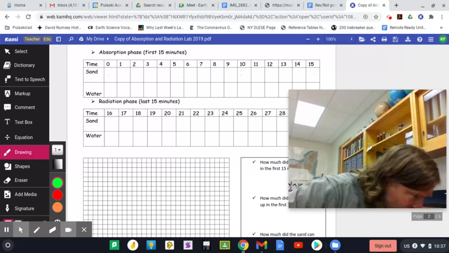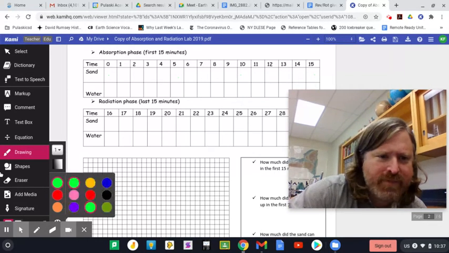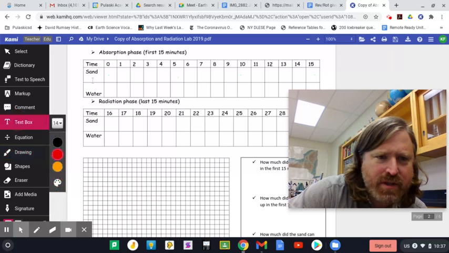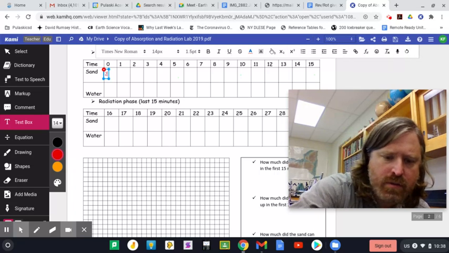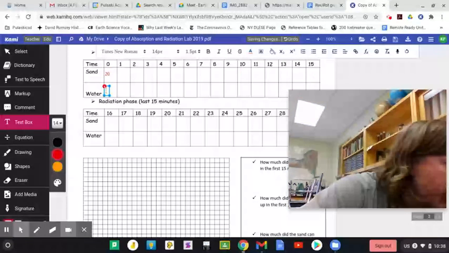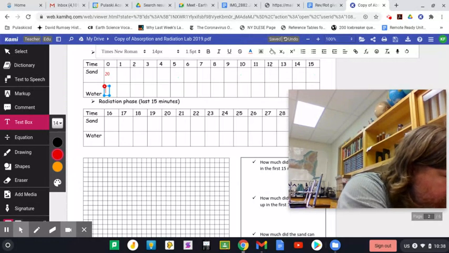I'm going to note that our sand is at 20 degrees C. I should probably use the text box. And our water is at 19.